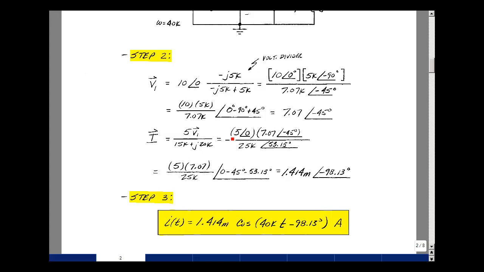We're going to multiply 5 times 0.707 divided by 25k. That's 1.414 times 10 to the minus 3. And I've got 0 minus 45 minus plus 53.15. That turns out to be minus 98.13. To come into the time domain, take the magnitude and then put the angle with the cosine of omega t. 1.414 milli times the cosine of 40k t minus 98.13, and the units are amps. And this is supplemental problem 4.3.